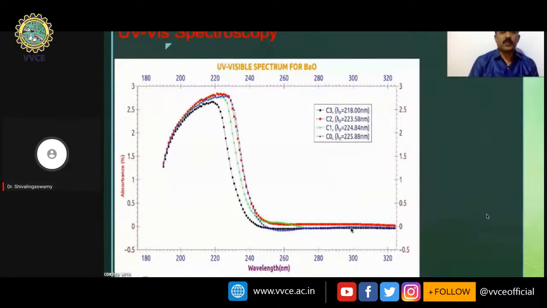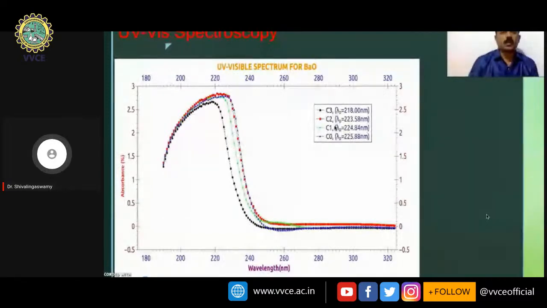Then we have UV visible spectroscopy. I've shown again barium oxide nanocrystals. Here, we measure the absorbance as a function of wavelength from the UV to the visible region. And here C0, C1, C2, C3, etc., represent the gum concentration. I told you about this: we prepared this sample by using the solution combustion method, for which we used tree gum as the fuel. And by varying this gum concentration, we measure the UV visible spectroscopy for these barium oxide nanocrystals.